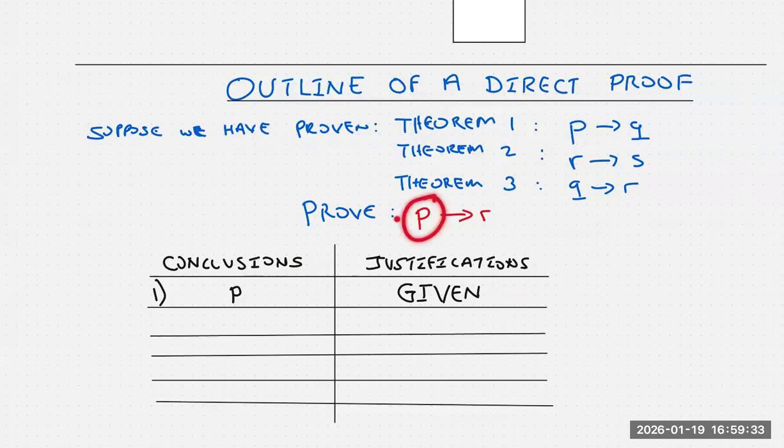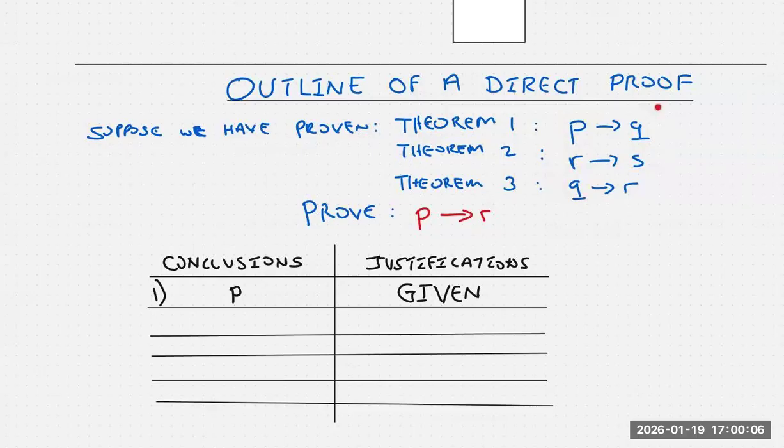All right, you're proving that P leads to R. You have to have the P to go to the R. So P is given. That's the justification. We have P to be true. Now, if you look at the theorems that we have supposed to be true, we have these. We have proven that Theorem 1 is P leads to Q. Theorem 2, R leads to S. Theorem 3, if Q takes place, then R will take place. So we have been given those to be true: Theorem 1, Theorem 2, Theorem 3.